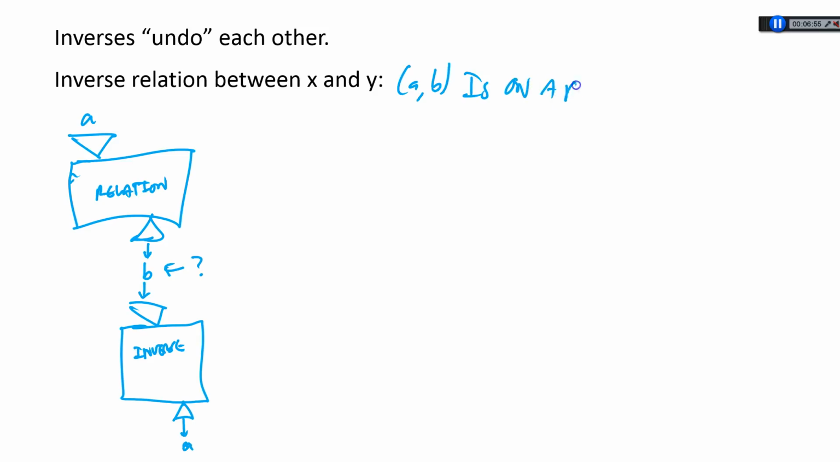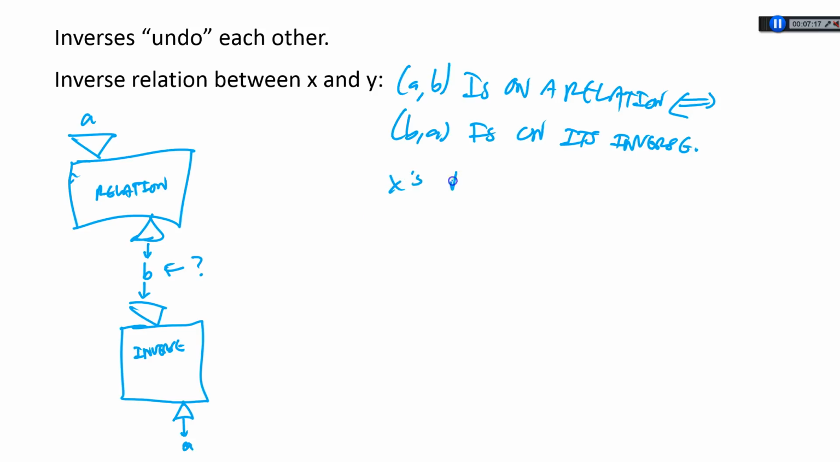So if (a, b) is on a relation, that's true if and only if, the double arrow means if and only if, (b, a) is on its inverse. Interesting. So basically what happens is the x's and y's just flip places.